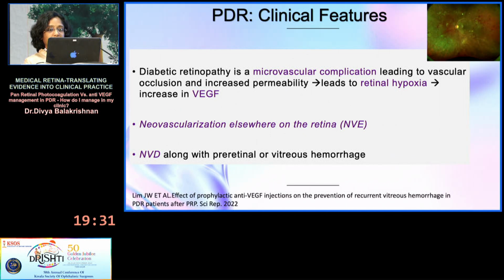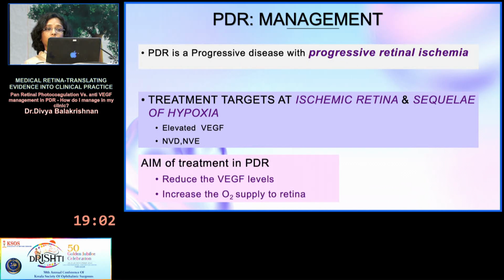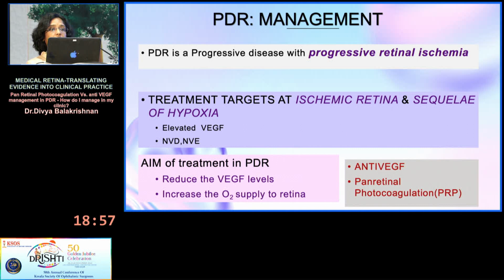Before going to how I treat, let's look at what the evidence says. As we all know, diabetic retinopathy is a microvascular complication which leads to ischemia and results in retinal hypoxia. So the clinical features of PDR result from this, which are NVE and NVD with vitreous hemorrhage and pre-retinal hemorrhage. It is a progressive disease with progressive retinal ischemia. So the treatment aims to target this retinal ischemia and the sequelae of the hypoxia, that is VEGF. The aim of treatment in PDR is to reduce the VEGF levels and increase the oxygen supply. These two treatment modalities, anti-VEGF and PRP, both work in this.